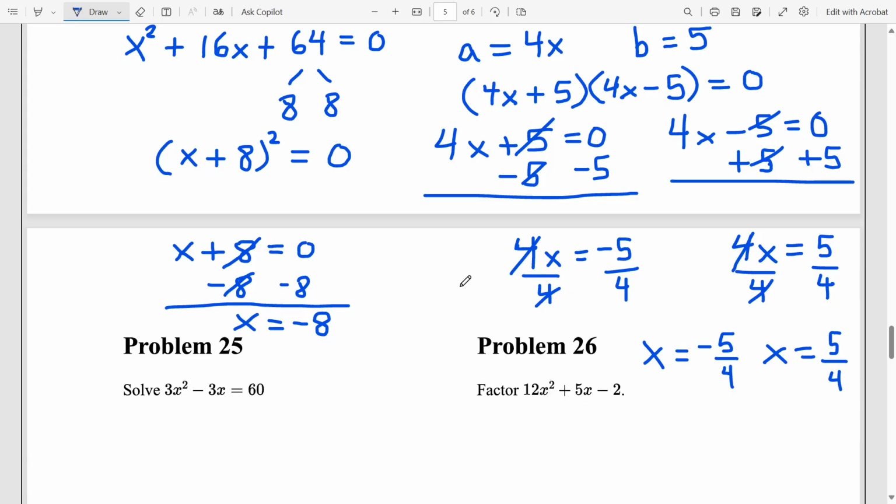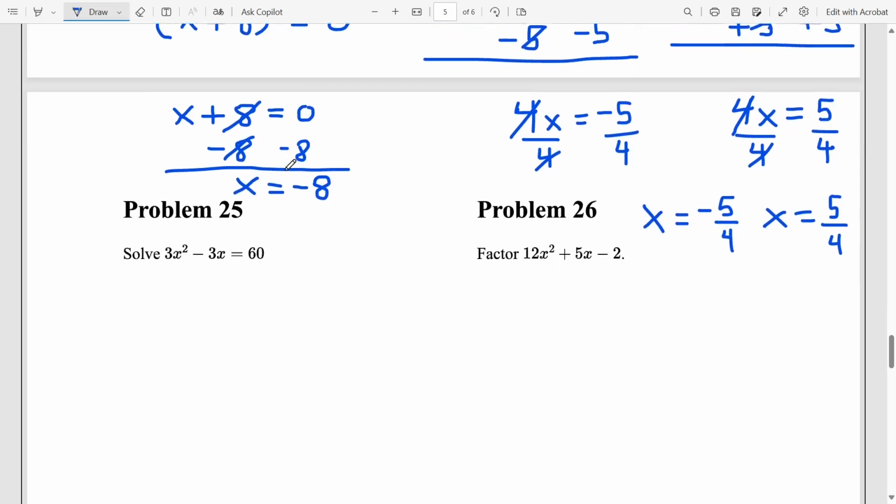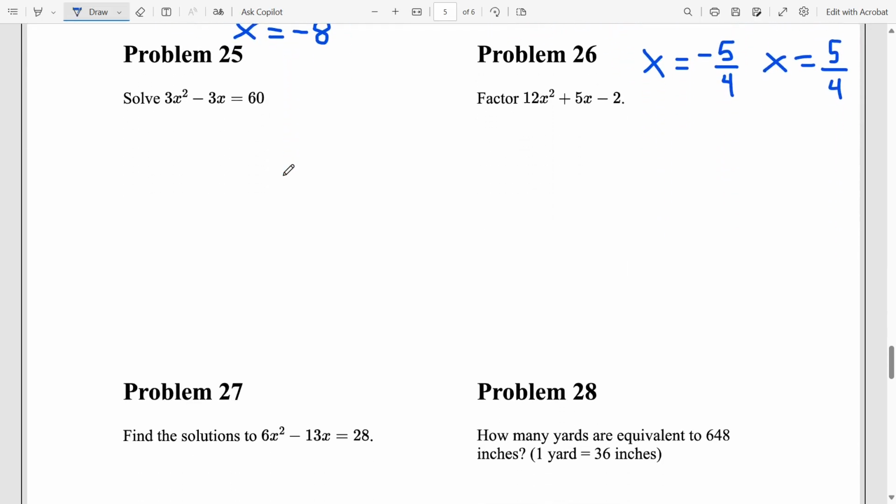All right, let's keep going. All right, problem 25. We are going to solve the equation 3x squared minus 3x equals 60. So what do we need to do? That's right, we need to get one side equal to 0. How are we going to do it? We're going to do it by subtracting 60 from both sides.